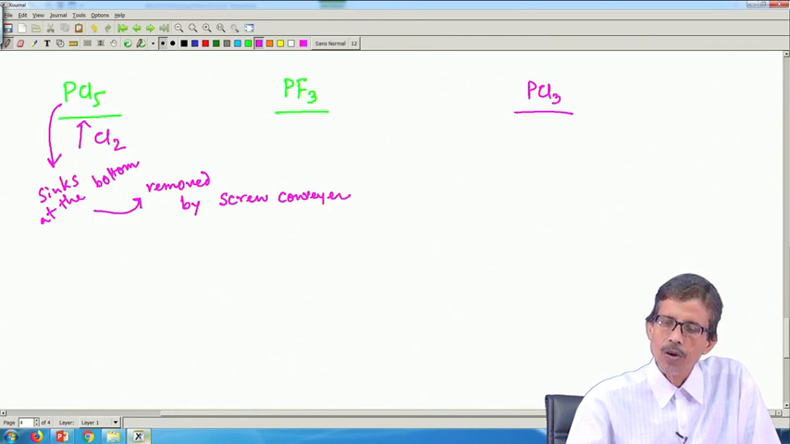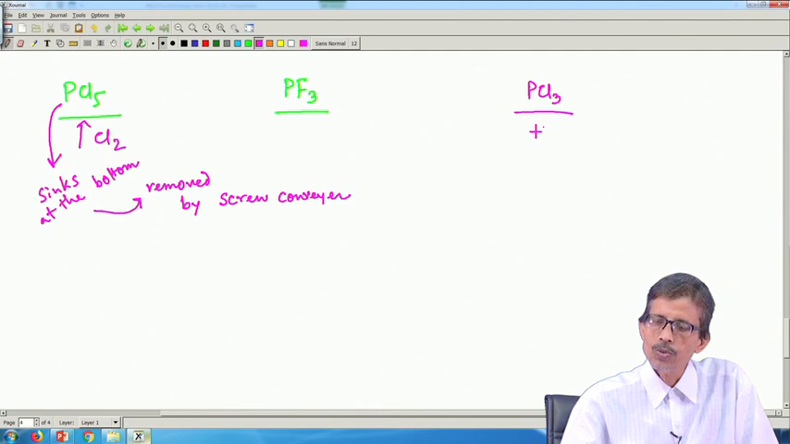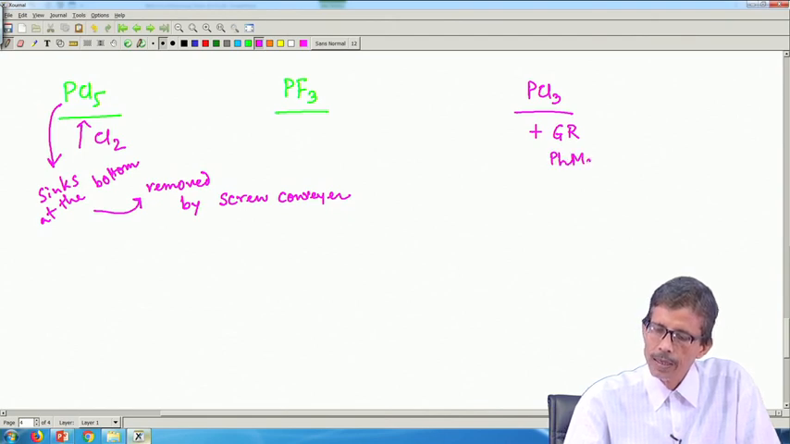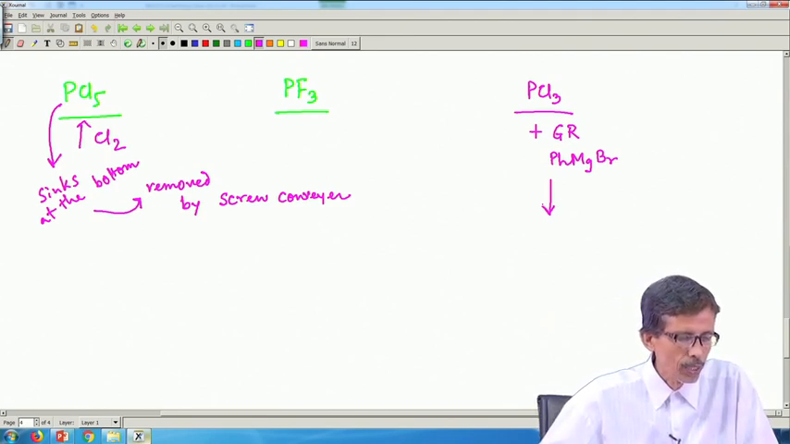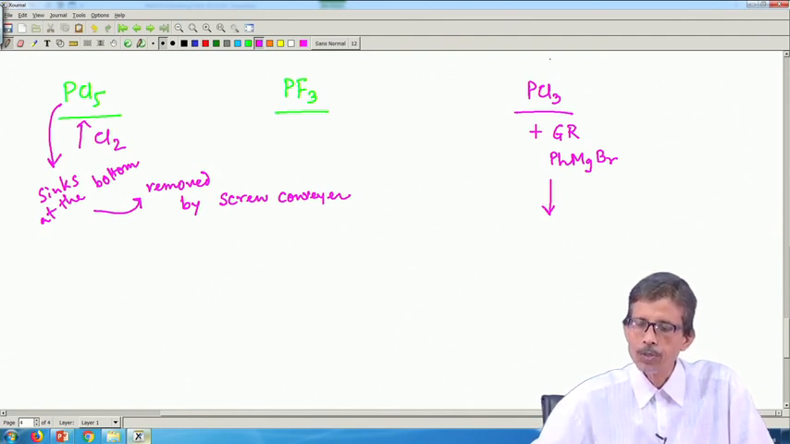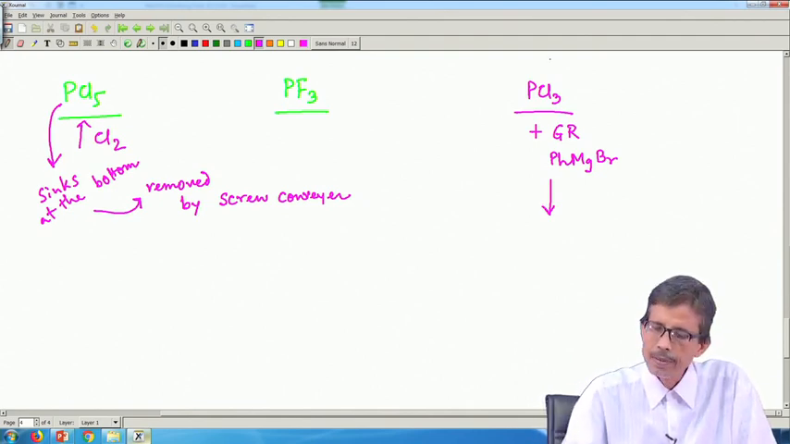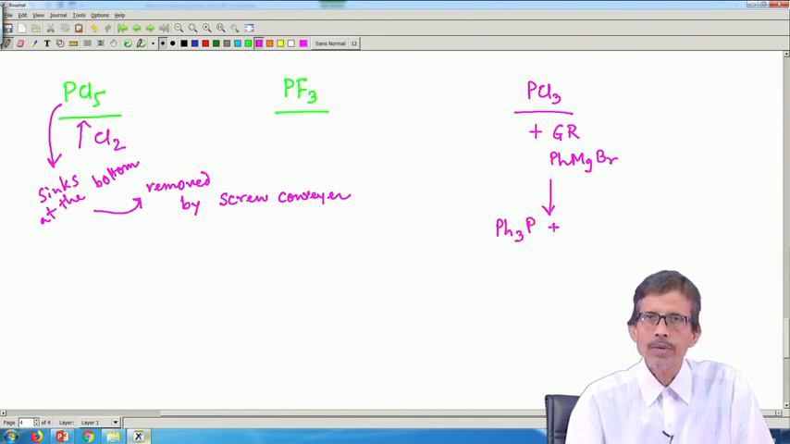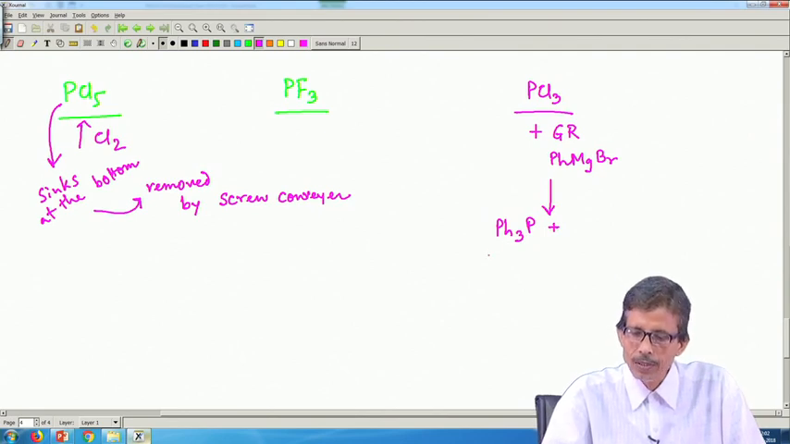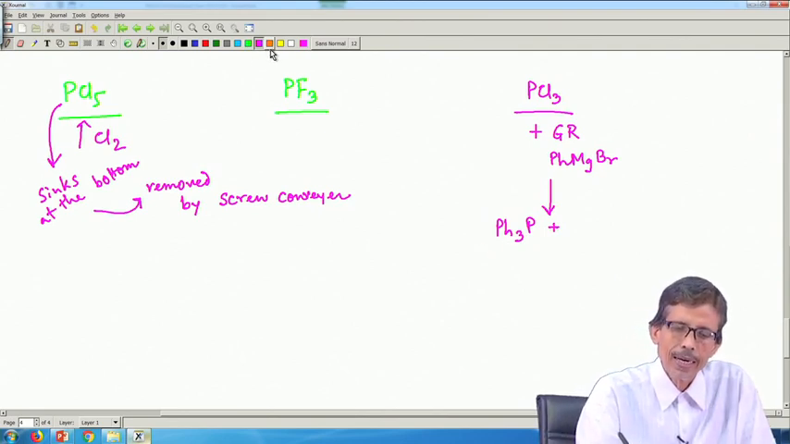This PCl3 also has applications. One such example: if we allow it to react with a Grignard reagent, phenyl magnesium bromide, what should be the product? If we ask ourselves what the product of this reaction should be, with phosphorus trichloride reacting with this, it gives us a very useful molecule, which is a very useful ligand.